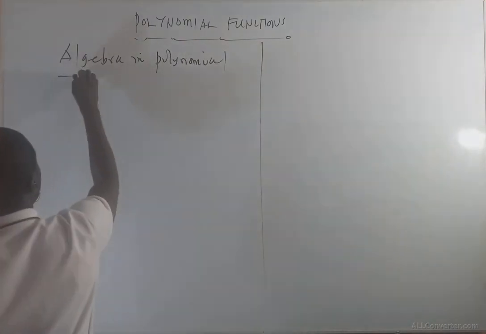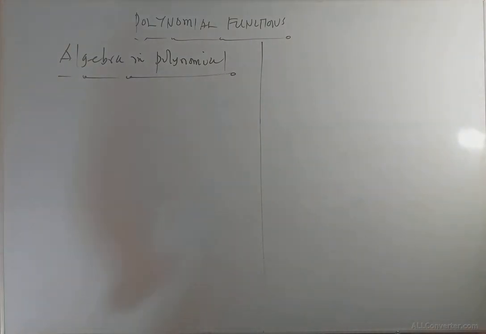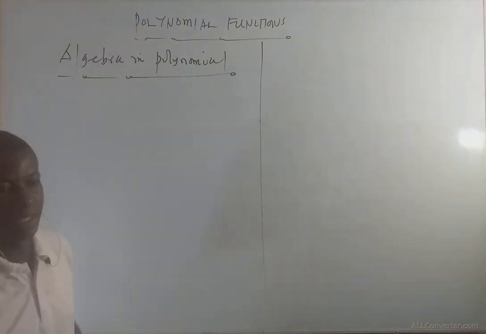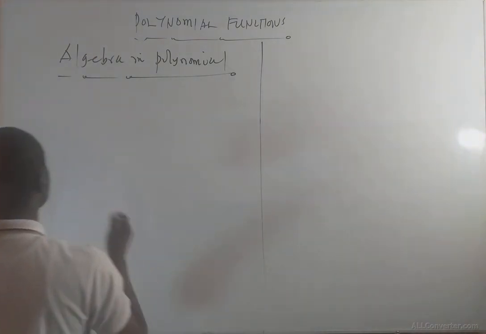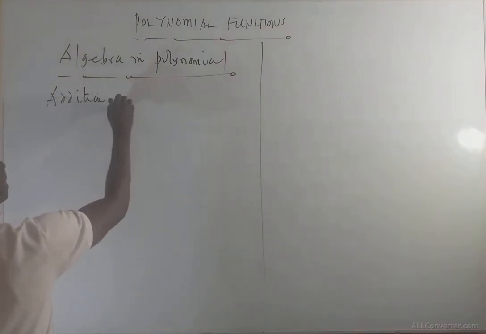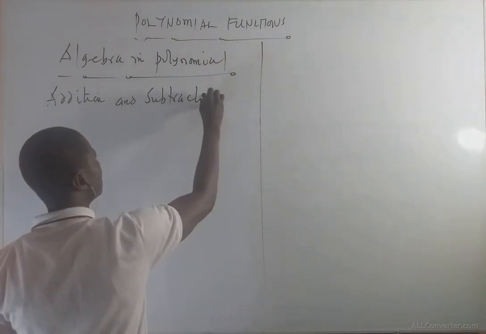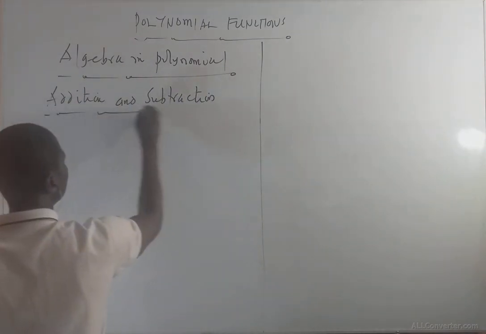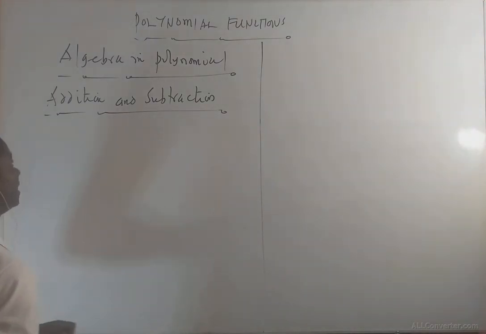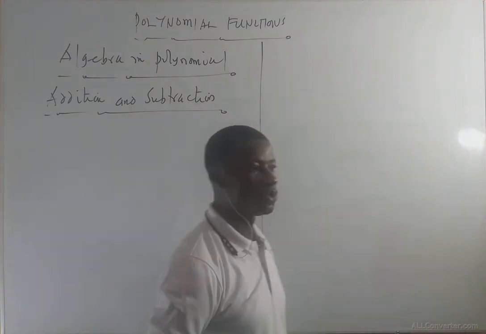And with the algebra in polynomials, as I said earlier, we are going to look at addition of polynomials, subtraction of polynomials, multiplication of polynomials, and division of polynomials. So first, let's look at addition and subtraction of polynomials. We are going to explain the addition and subtraction of polynomials by looking at some examples and how best we can solve the problem.